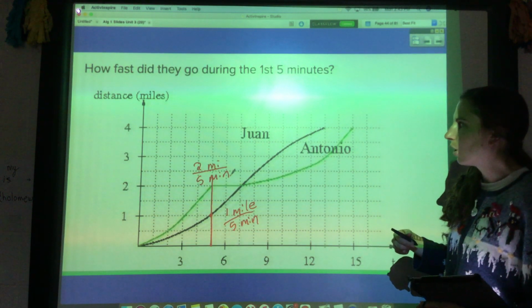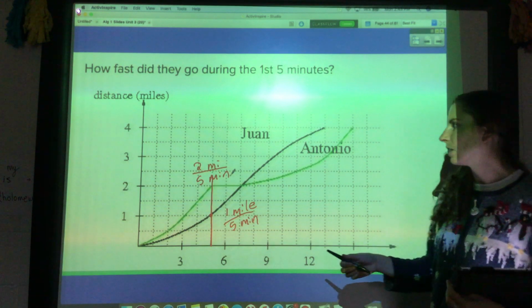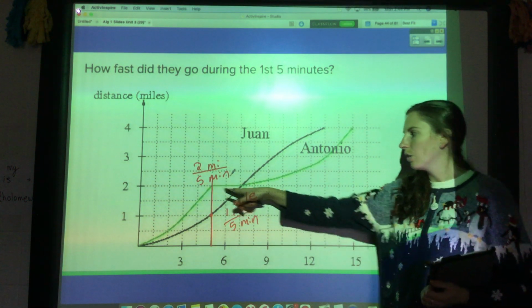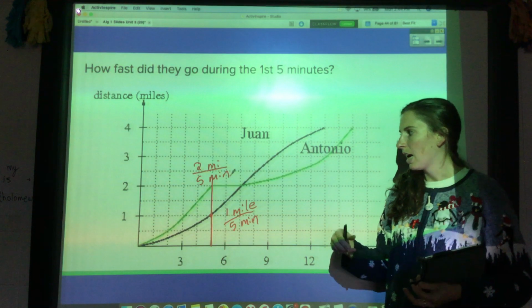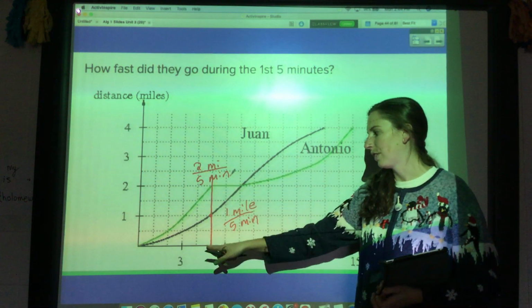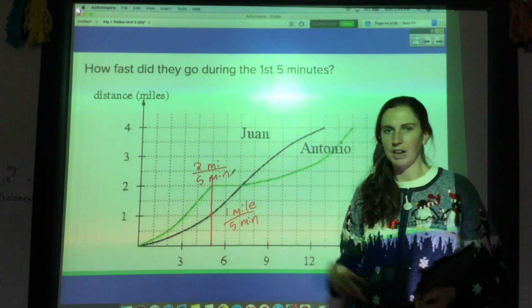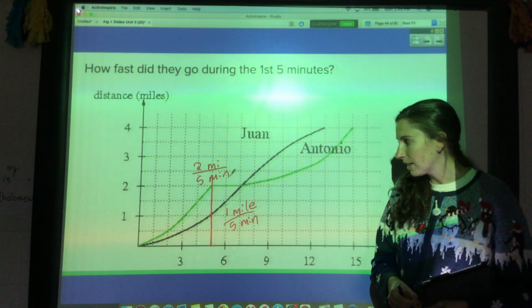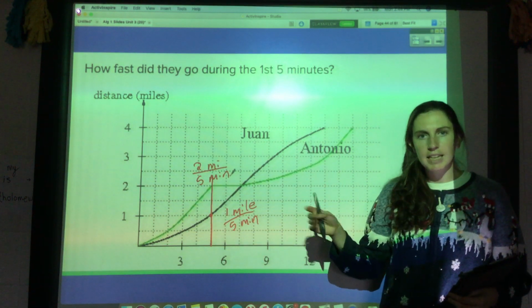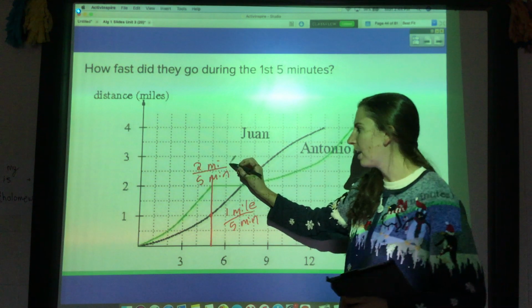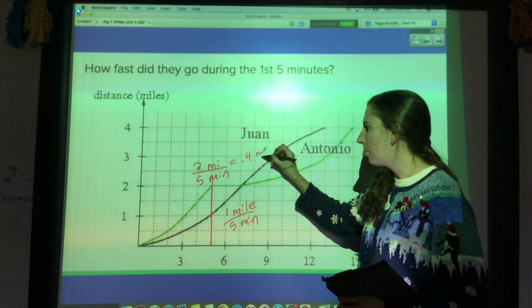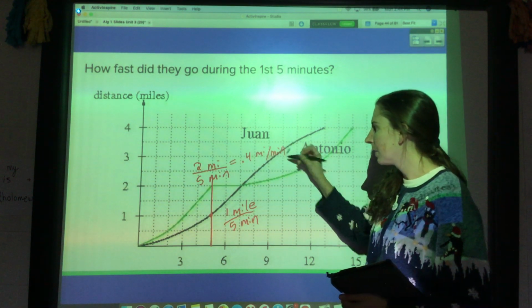All right, so at the moment, Antonio is twice as fast as Juan because he made it 2 miles in 5 minutes as opposed to 1 mile in 5 minutes. Obviously, they didn't go that speed the entire time. So this simplifies to 0.4 miles per minute.